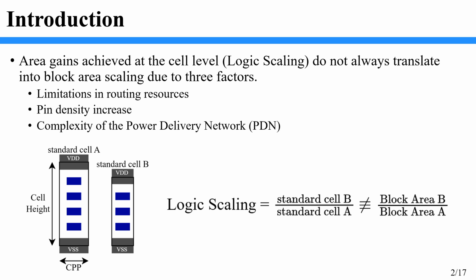This is because of three factors. First, limitations in routing resources. Second, increased pin density. Even if the cell area remains the same, the number of pins does not decrease. This leads to higher pin density. Third, complexity of the power delivery network.